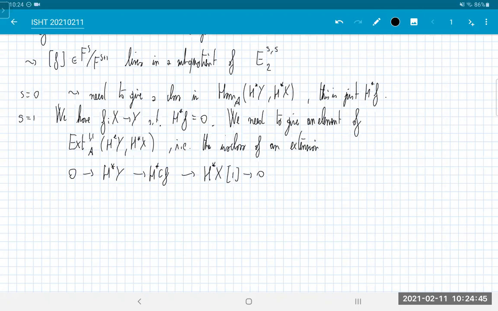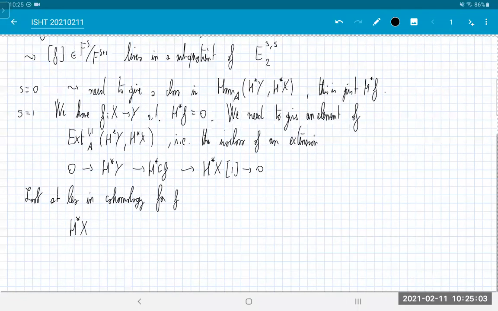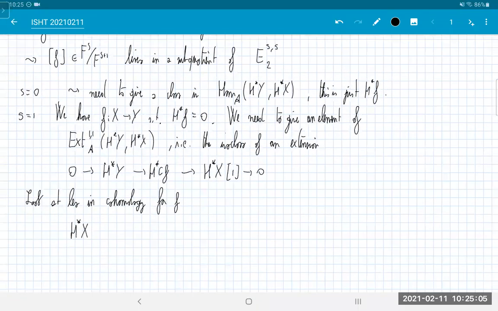And why is this a short exact sequence? Well, you look at the long exact sequence in cohomology for f, you see that you get H^* ... damn it, am I doing it wrong? No, this should be right.